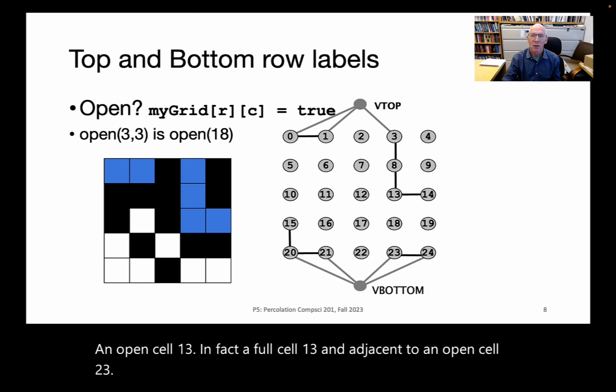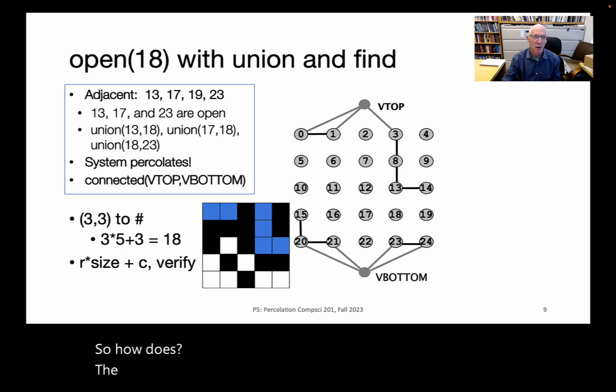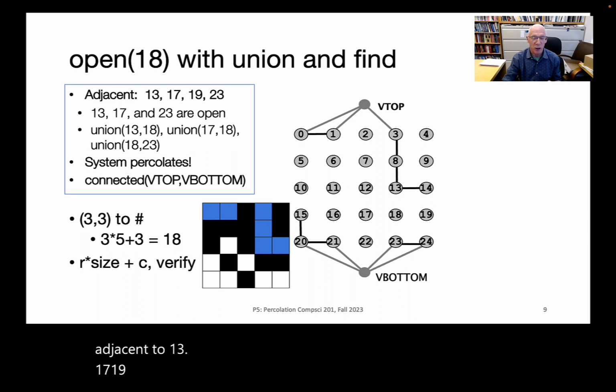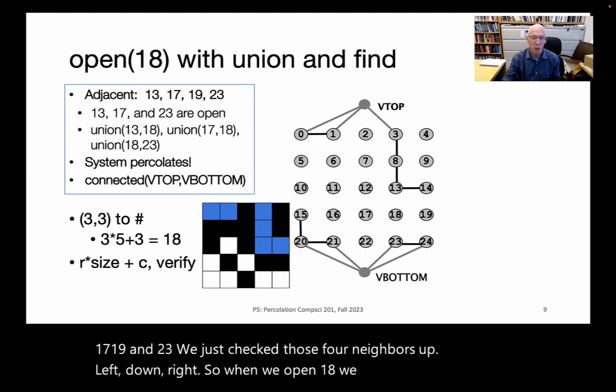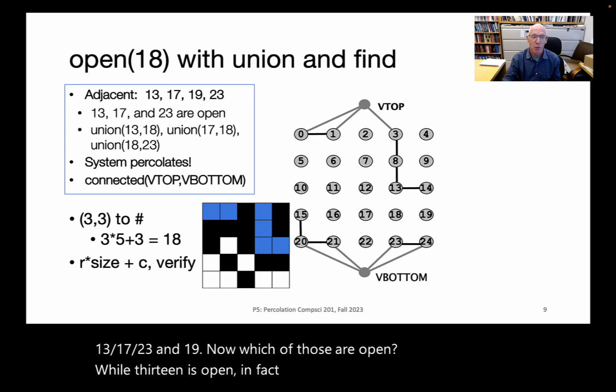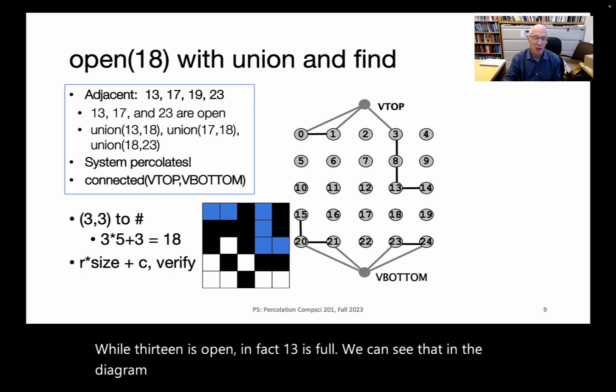So how does the code work? Well, since 18, when you open it, is going to be adjacent to 13, 17, 19, and 23, we just check those four neighbors, up, left, down, right. So when we open 18, we see it's adjacent to 13, 17, 23, and 19. Now, which of those are open? Well, 13 is open. In fact, 13 is full. We can see that in the diagram because it's marked blue.